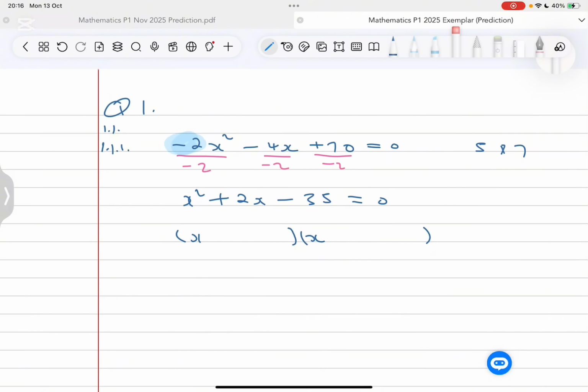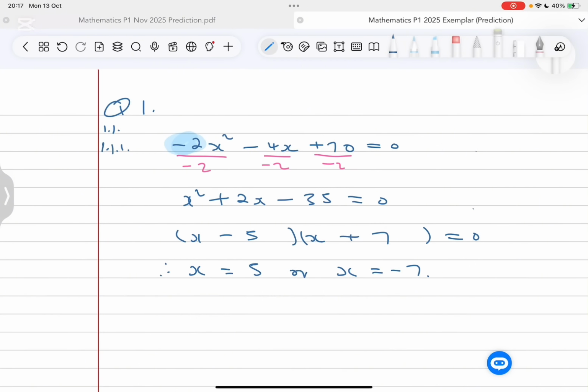Now when I look at these two multiples, I can see that for me to get a positive 2 here, I actually can say that I have a 7 minus a 5, because 7 minus 5 will give me a 2. So this is the 2 here, and that would mean that my 5 should be negative 5 and the 7 here should be a positive 7. And now all this will still be equal to 0. And as a result, this would mean that my values of x will be equal to 5, or x should be equal to negative 7.